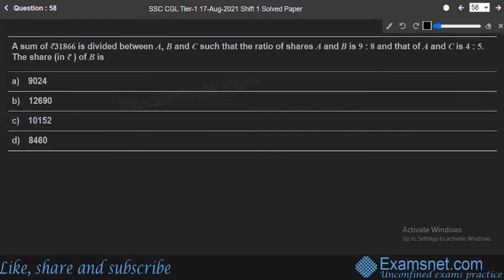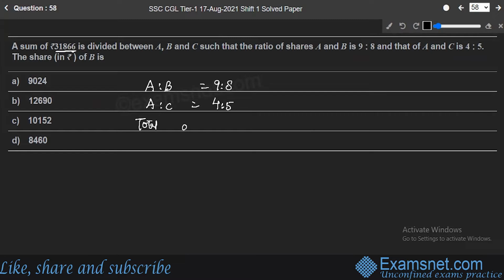Next question. The sum of 31,866 is divided between A, B, and C such that the ratio of the shares of A and B is 9 is to 8, and A and C is 4 is to 5. Then you have to find out the share of B in rupees. See, in the question, you are given that A is to B is 9 is to 8, and A is to C is 4 is to 5. Also, you are given the total amount.